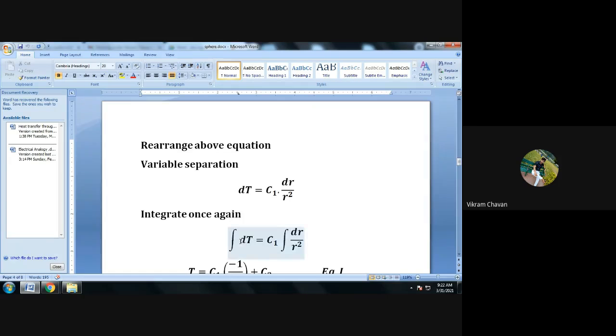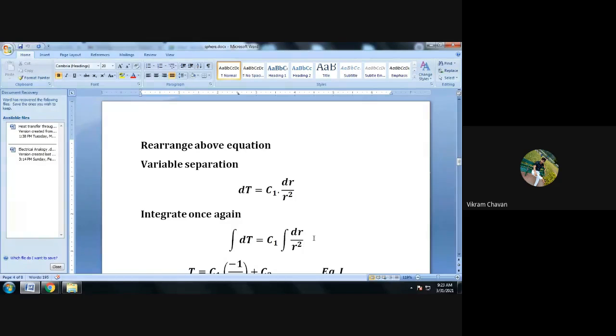Okay. So what is the integration of dt? Integration of dt is t. And what is the integration of 1 upon r square? For simplicity, if you convert 1 upon r square as r raised to minus 2, then the integration of r raised to minus 2 is r raised to minus 2 plus 1 divided by minus 2 plus 1. That is the integration of 1 upon r square.